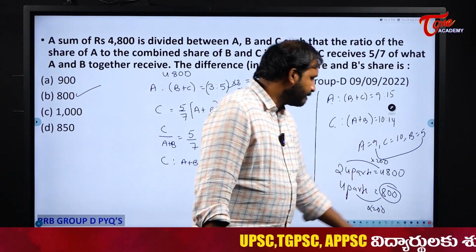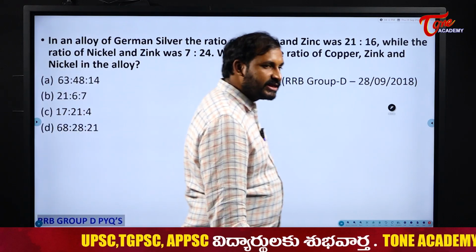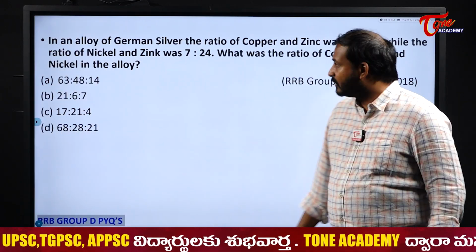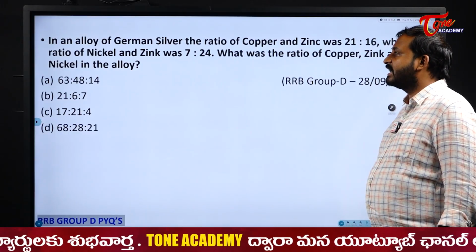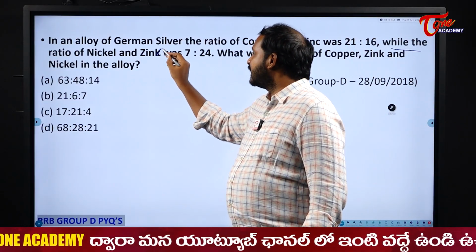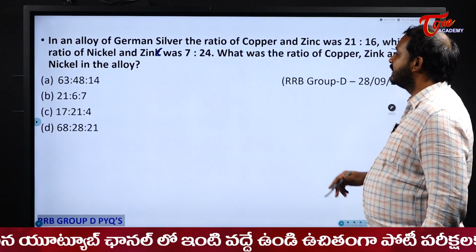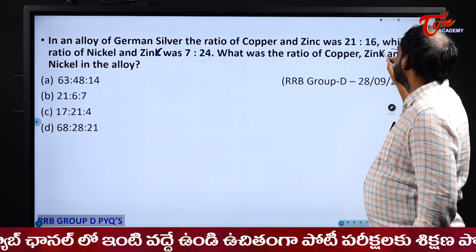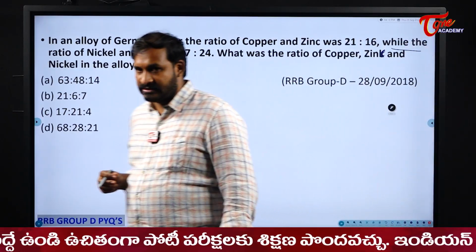Next one. In an alloy of German silver, the ratio of copper and zinc is 21:16, while the ratio of nickel and zinc is 7:24. What is the ratio of copper, zinc and nickel in the alloy? Okay, that is the question for us.